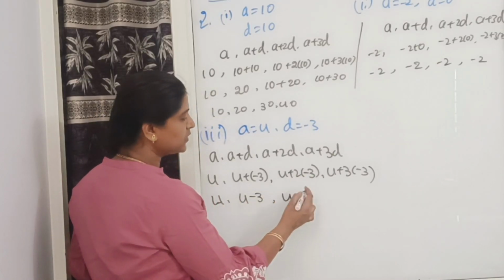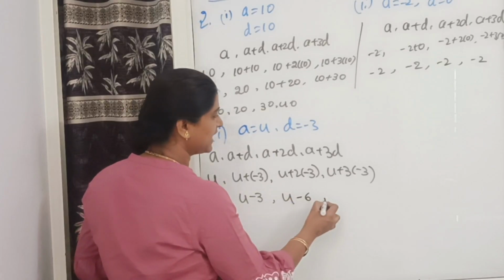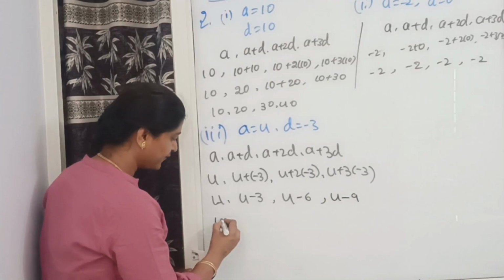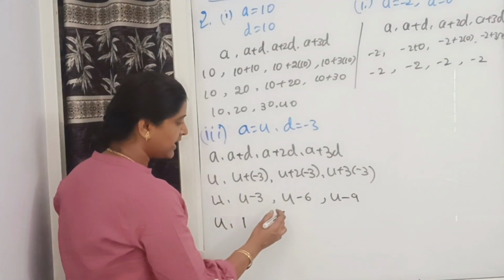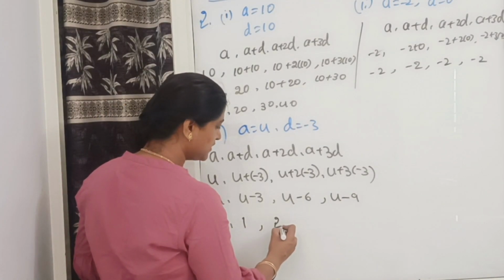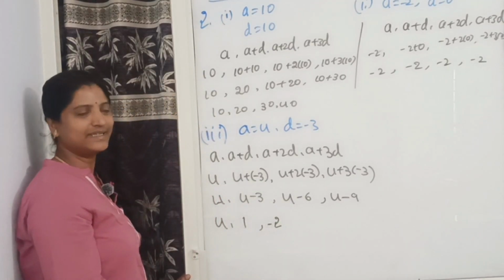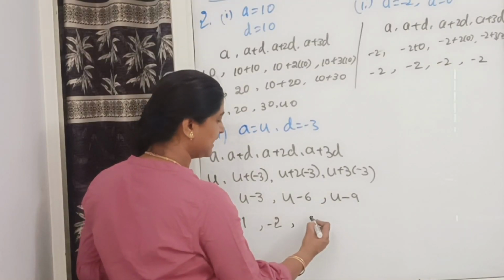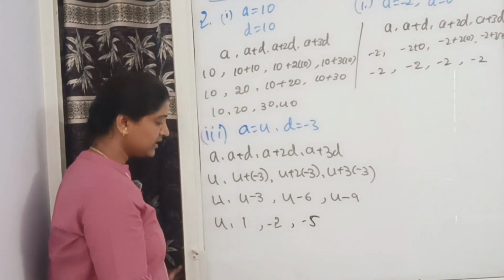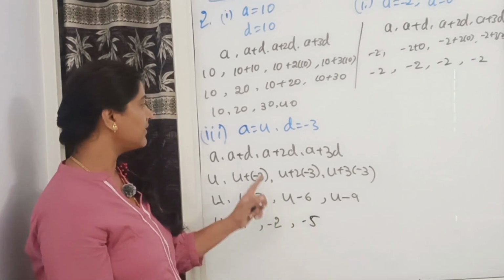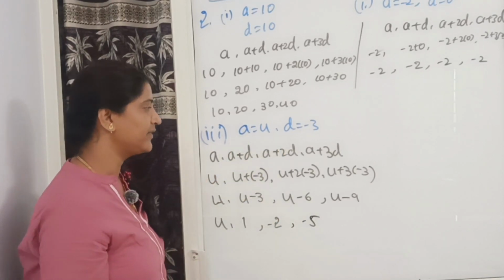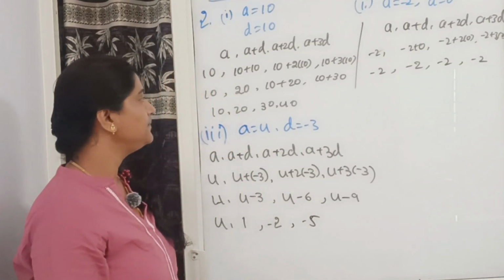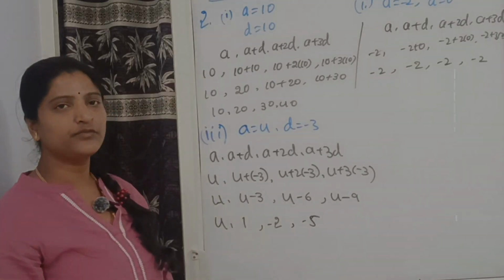Look here. 3 twos are 6, plus into minus gives minus; 3 threes are 9, minus. 4 minus 3 is 1. 4 minus 6 is what? Is it only 2? No. 6 is the greater value, so negative is there. And 4 minus 9: 9 minus 4 is 5 but with a negative sign. So these are the 4 terms according to this first term and common difference. Is it clear? Let us move to the next one.